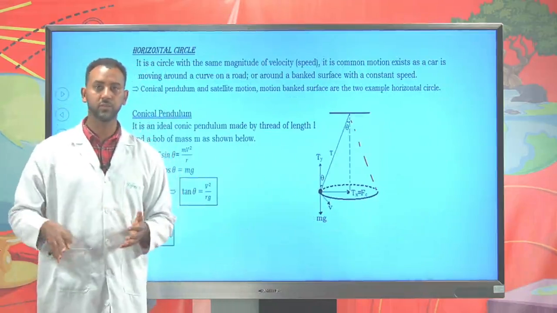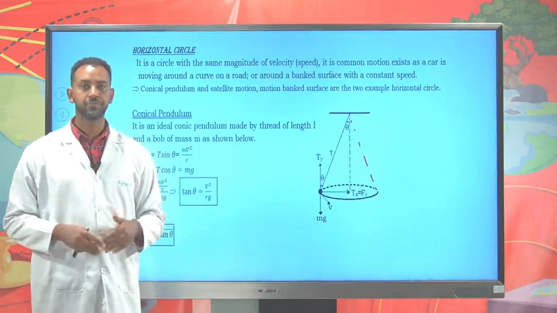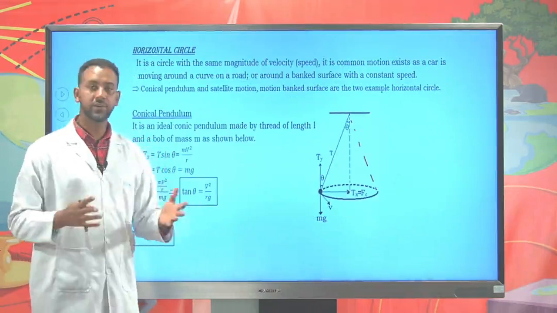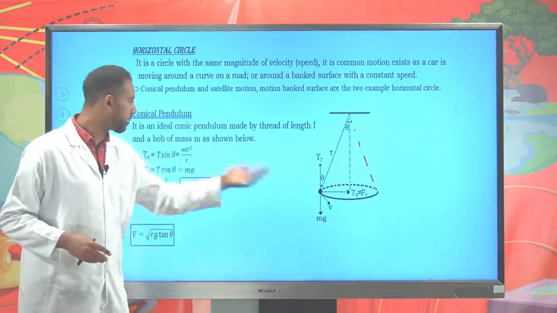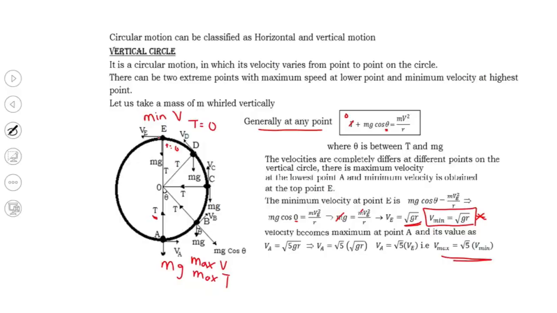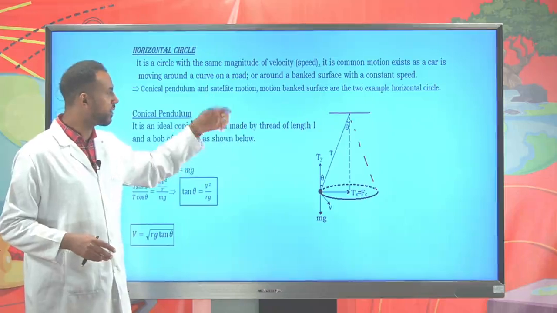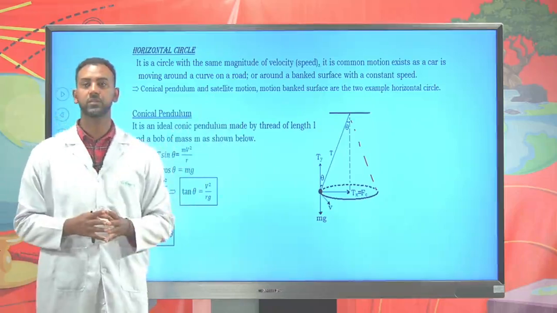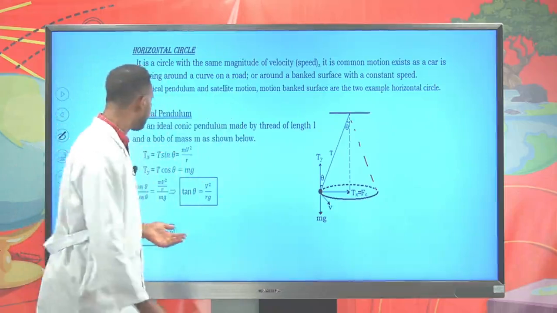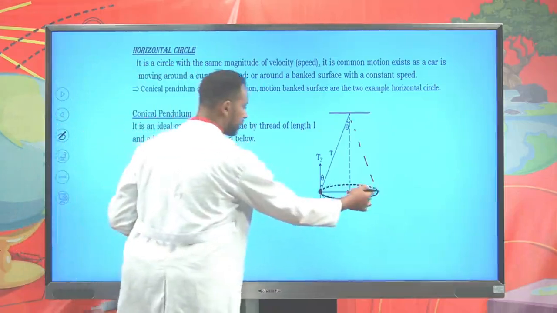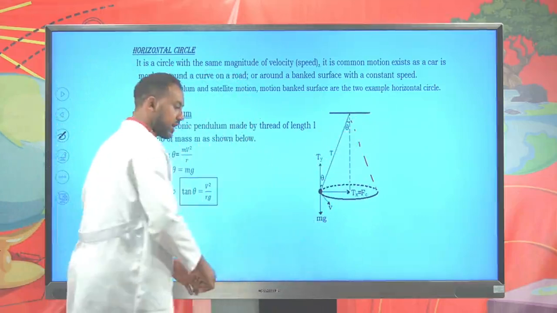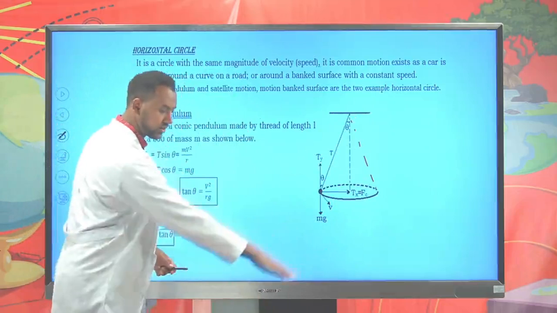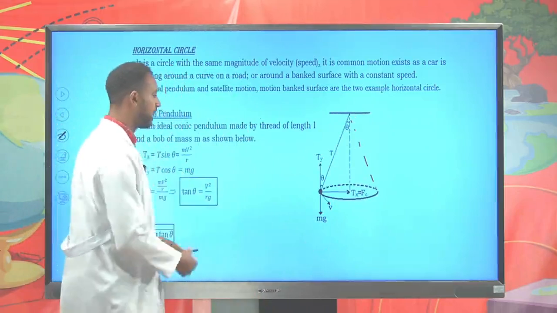For an object moving in a horizontal circle, we can have different examples. One of the most common examples is the conical pendulum, as you see here, and the motion of satellites is considered to be a horizontal circle, and motion on banked surfaces and so on are considered to be horizontal circles. Here we have a conical pendulum, meaning you just attach a string and a mass here. At some angle, you make a cone, a conical pendulum like this.